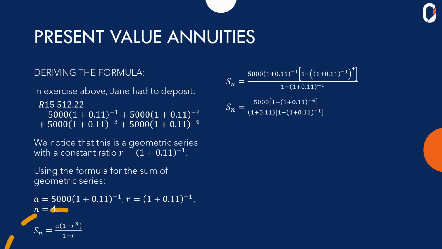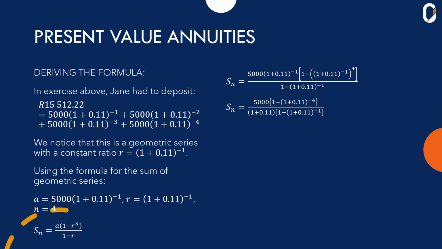The 5000 will multiply the square bracket [1 - (1 + 0.11)^-4], all divided by the (1 + 0.11) that has descended to the denominator, all multiplied by [1 - (1 + 0.11)^-1]. And now, this time around, the numerator is simplified enough. I'm going to leave it as it is and focus on the denominator.